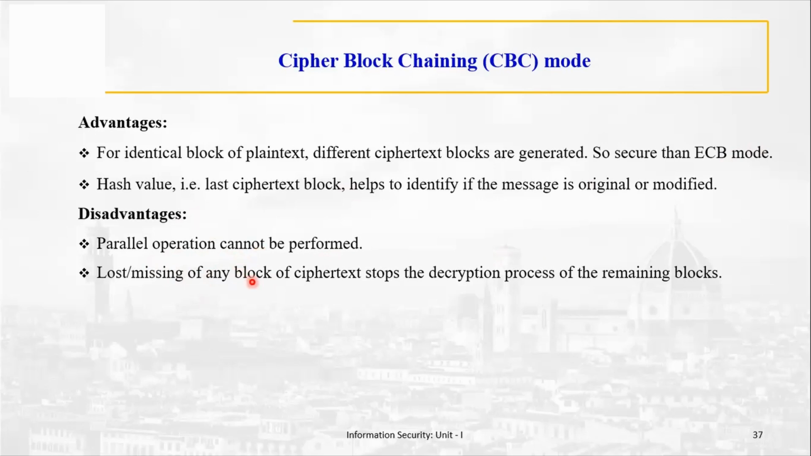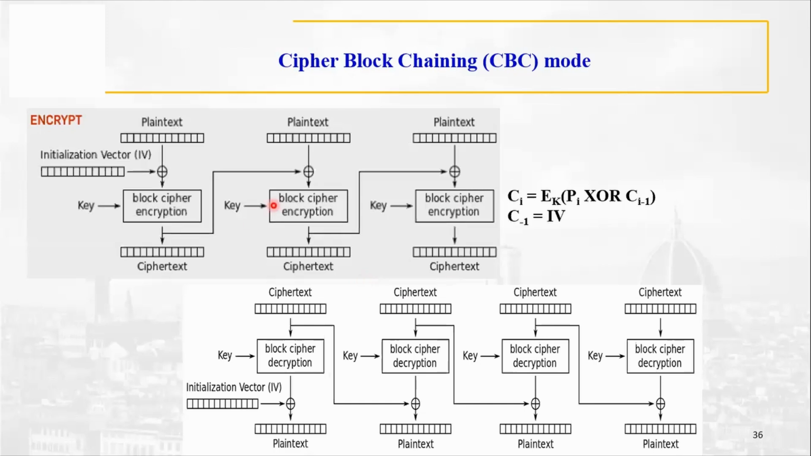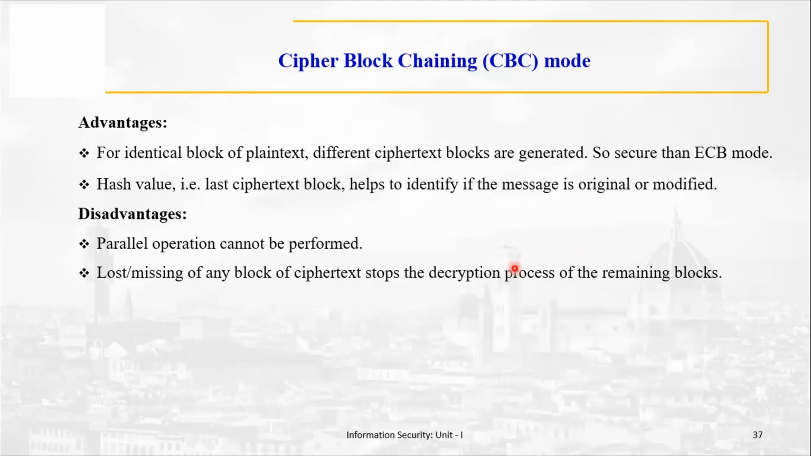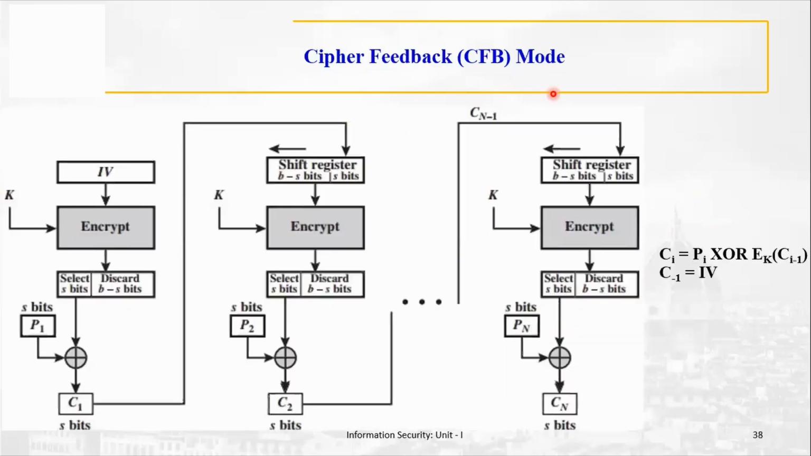Okay. And suppose any data or any block goes missing, if any block gets dropped or lost, then the complete operation goes down. Because it is in the chaining part, the further blocks which are getting encrypted will be hampered. So this is what happens in cipher block chaining or CBC mode.